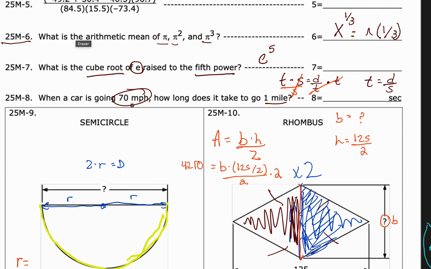Number 8. Car is going 70 miles an hour. How long does it take it to go 1 mile? So to get the time, that's going to be the distance divided by the speed. And here's a little bit of algebra showing the work leading to that.